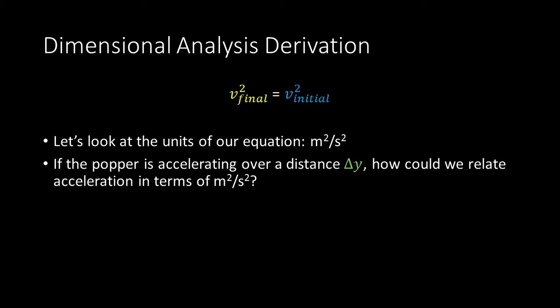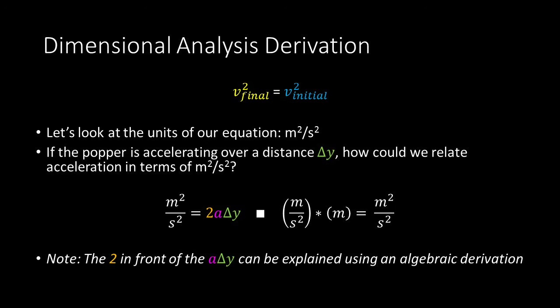Well, let's look at the units of our equation. They're in meters squared per second squared. So if the popper is accelerating over a distance delta y, how could we relate acceleration in terms of meters squared per second squared? Well, we could state that meters squared per second squared is equal to 2 times the acceleration times delta y. This is because meters per second squared times meters gives us meters squared per second squared. Note, the 2 in front of the a delta y can be explained using an algebraic derivation. This can be seen on the next slide or in the Smart Notebook presentation.